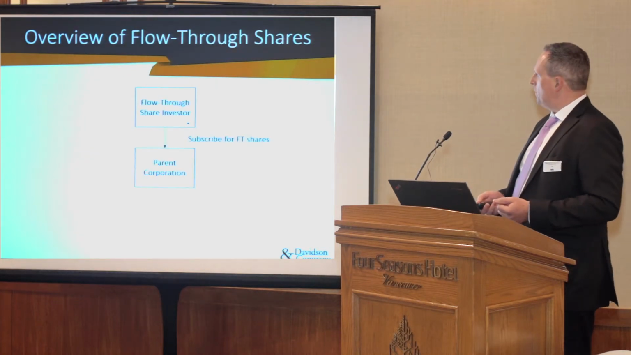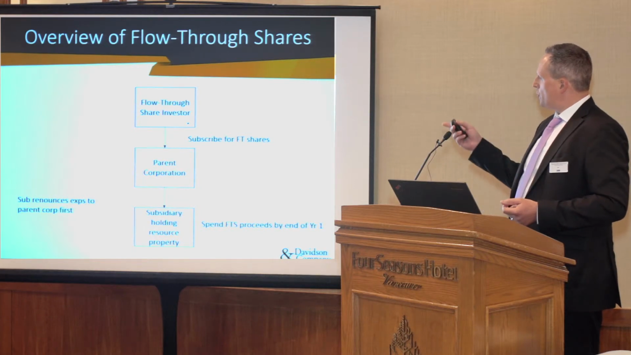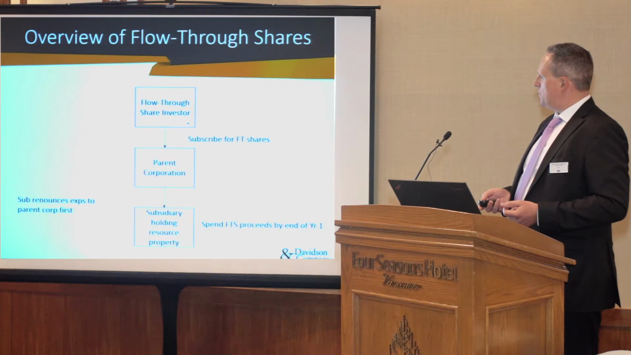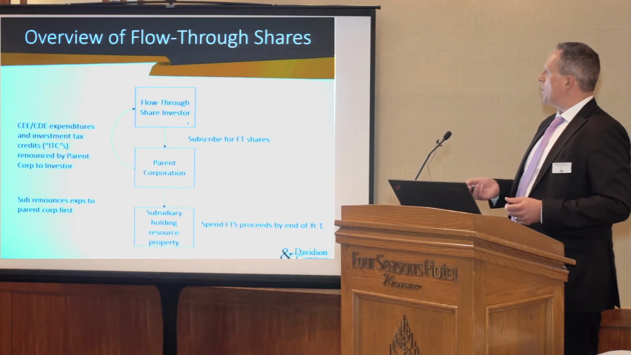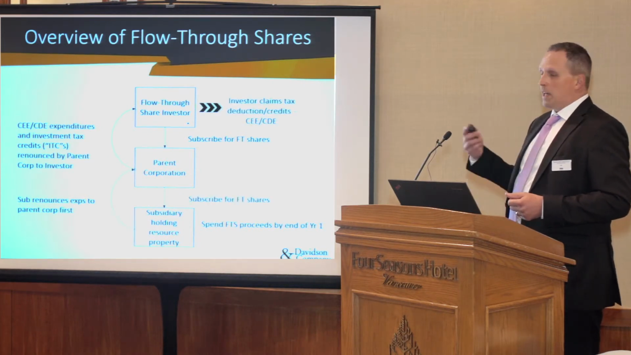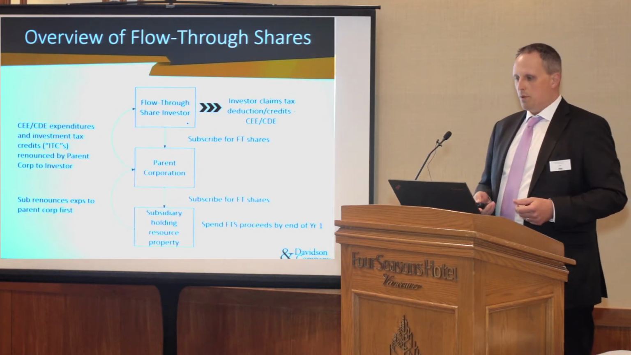So again, a brief diagram on how that two-tiered structure works. You've got your investor subscribing for shares in the parent company. The parent subscribes for shares of the subsidiary. The subsidiary spends it on the property in that first year, turns around, and renounces it up to the parent. The parent then turns around and renounces it up to its investor, and then basically the same rules would apply.